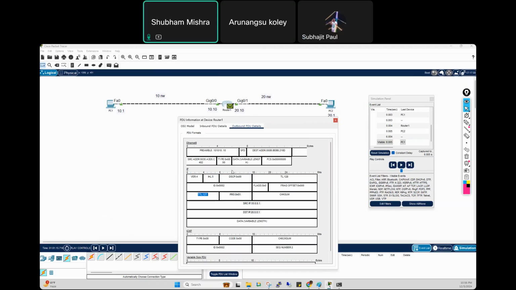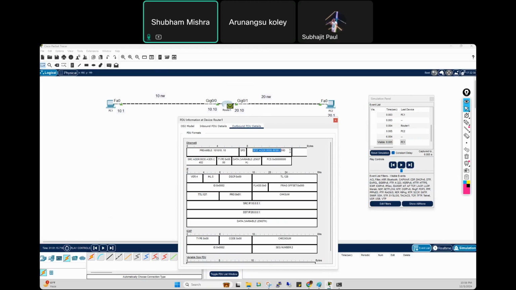At layer number 2, what is the source MAC address? C402. That is the MAC address of gig 0/1. So at layer 2 you see a change. That is called the source MAC address. Source MAC address is C402, the gig 0/1 MAC address. Clear?